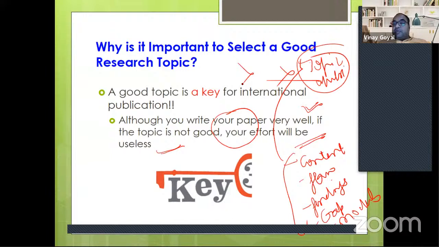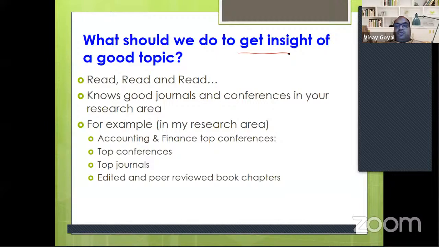So what are the good ways to finalize the topic? Ask your colleagues. Read it yourself, whether it is giving you a good feeling or not, whether it is giving you an advantage or not, and so on and so forth. So what should we do to get insight into a good topic? Read and read. There is no shortcut to this. Please remember, you can write a good research paper only if you are reading. No researcher in the world can write a research paper without reading. And if you are writing a research paper without reading, the type of research paper which you are writing and publishing will be of no use.